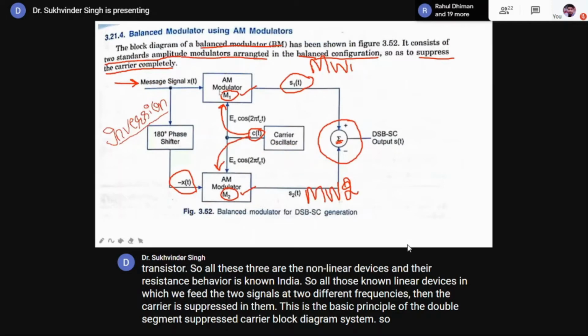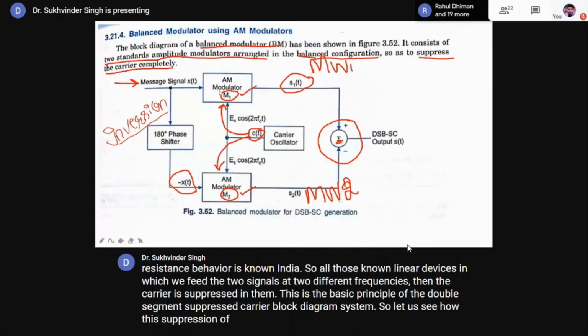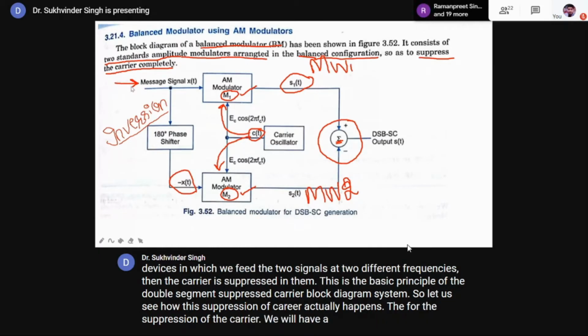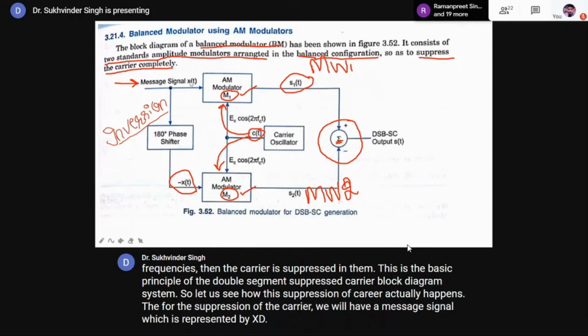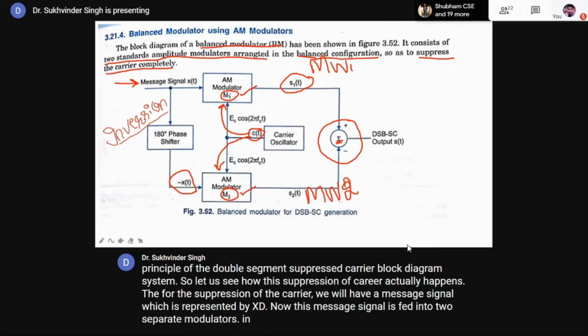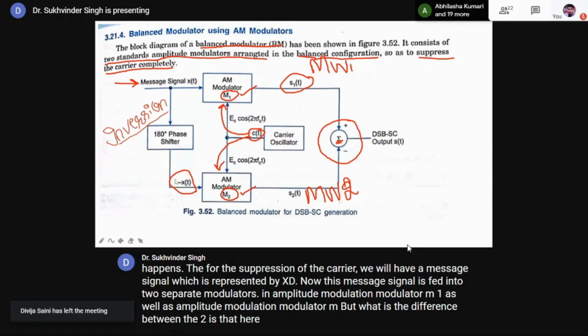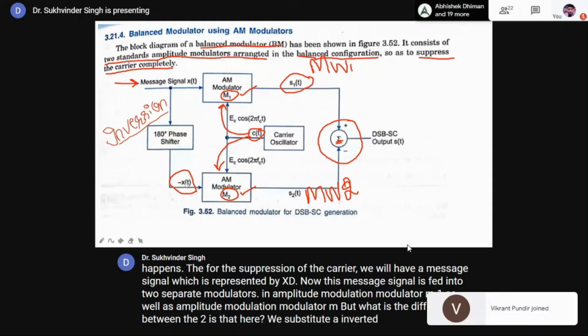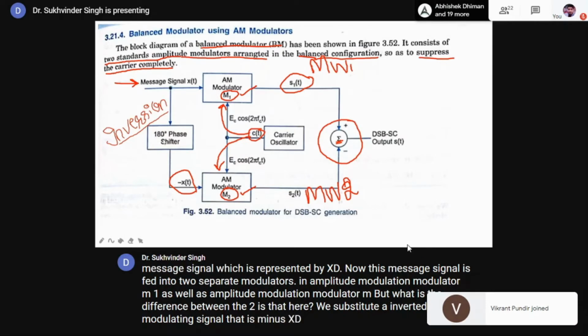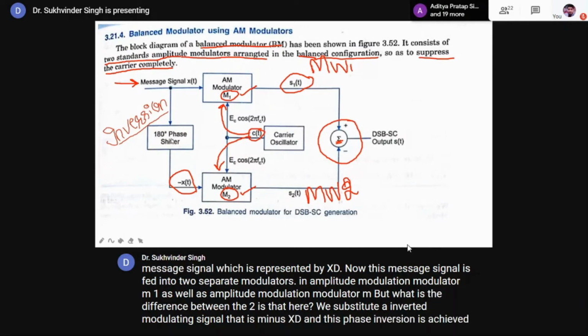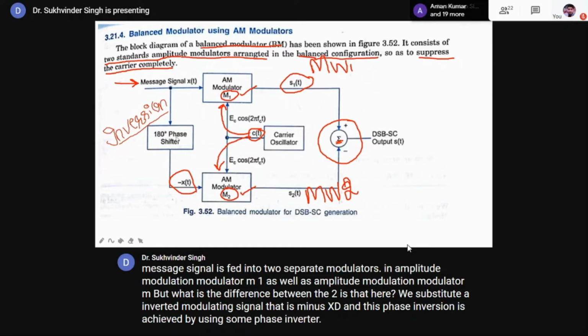So let us see how this suppression of carrier actually happens. For the suppression of the carrier, we will have a message signal which is represented by x(t). Now this message signal is fed into two separate modulators, amplitude modulation modulator M1 as well as amplitude modulation modulator M2. But the difference between the two is that here we substitute an inverted modulating signal, that is minus x(t), and this phase inversion is achieved by using some phase inverter, that is a half wave or full wave rectifier. The rectifier's function is to introduce a phase difference into the signal.